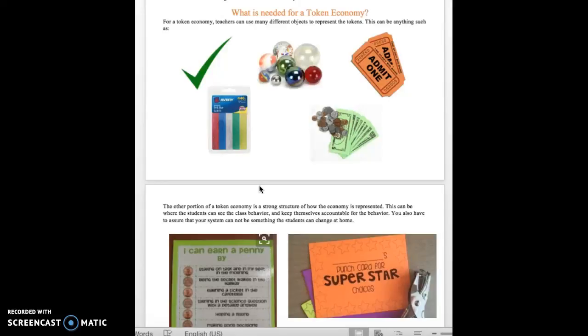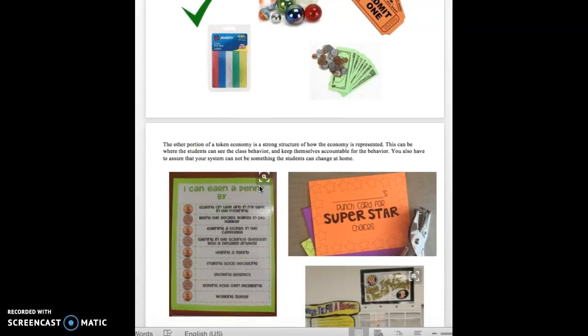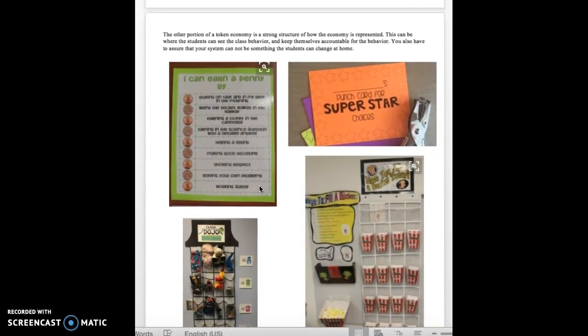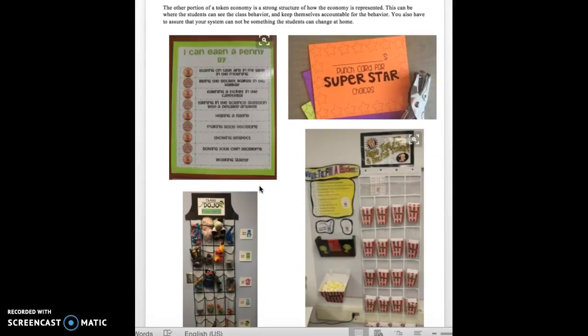You can get them at Oriental Trading, and they can keep them and then return them. It's basically just a system where they're in and out, so you're going to maintain your tokens. The other portion of the token economy is a strong structure of how the economy is represented. This can be where the students can see the class behavior and keep themselves accountable for the behavior. You also have to ensure that your system cannot be something that the students can change at home.